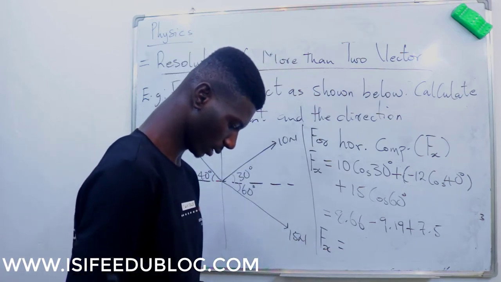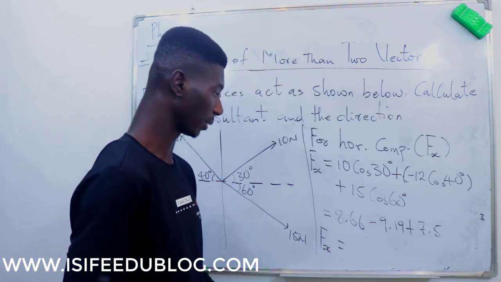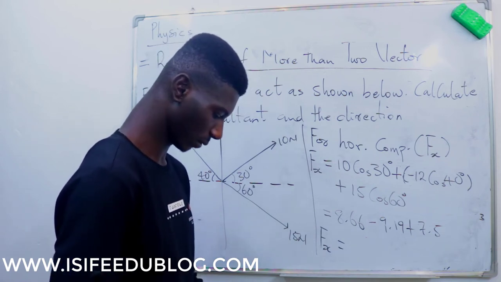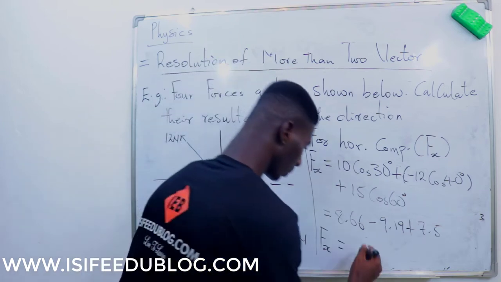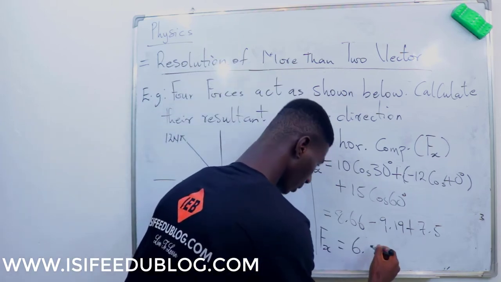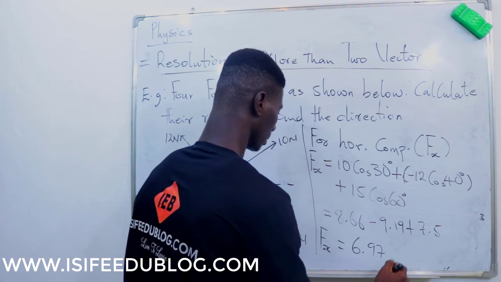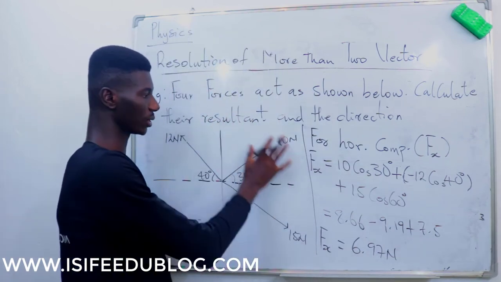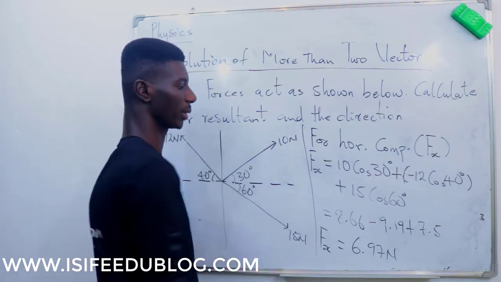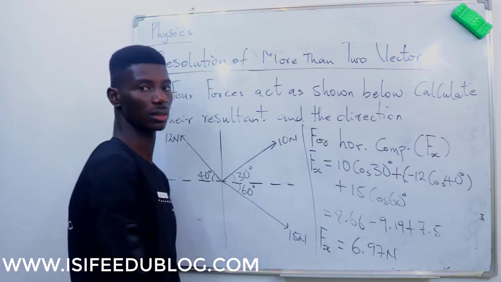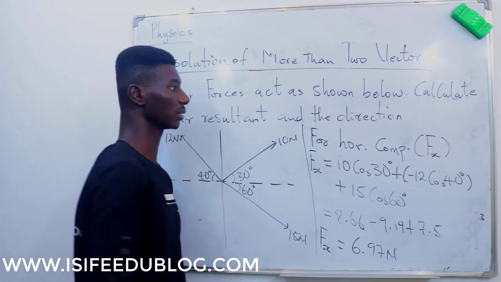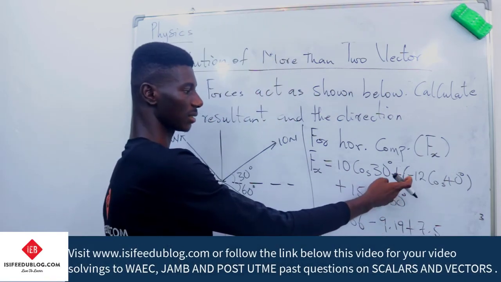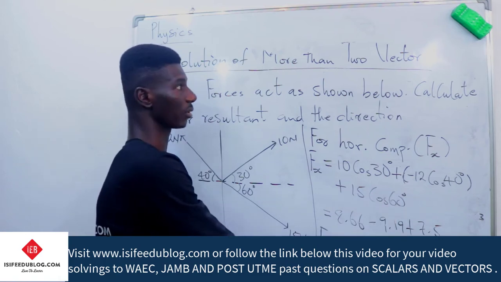We have 8.66 minus 9.19 plus 7.5. So that will give us 6.97 Newton. So when you resolve this particular question to the horizontal component, the horizontal component gives us 6.97 Newton. Always take note of the sign. If you don't put the signs, you end up getting the wrong result.